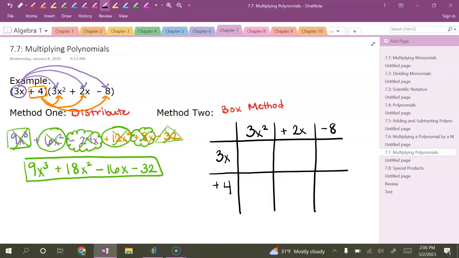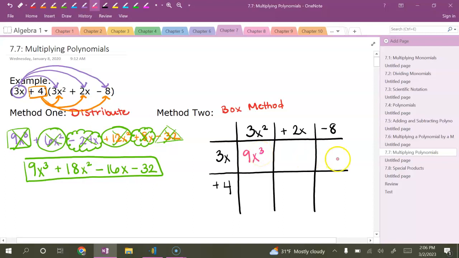And so now what I do is I look at my terms in the columns and my rows, and I start multiplying these, because now they're just individual monomials that I'm trying to combine. So for the first one, I'm taking this 3x times this 3x squared, and that's what's going to go in this first box. And so that would end up being 9x to the third.